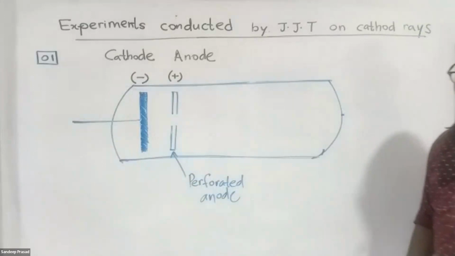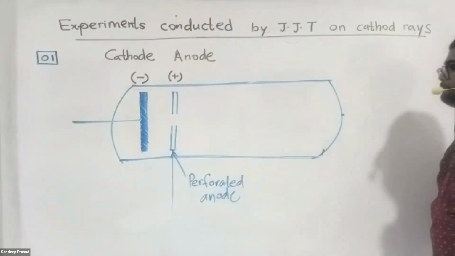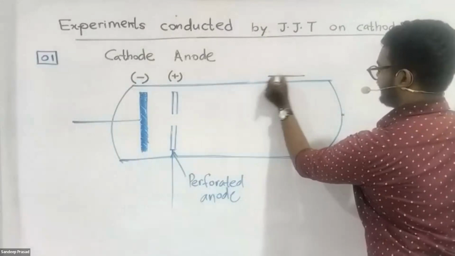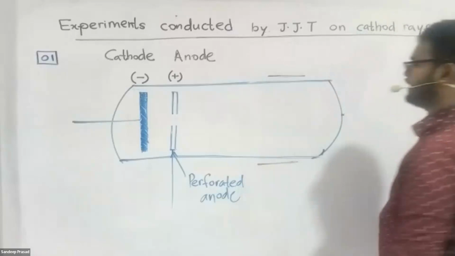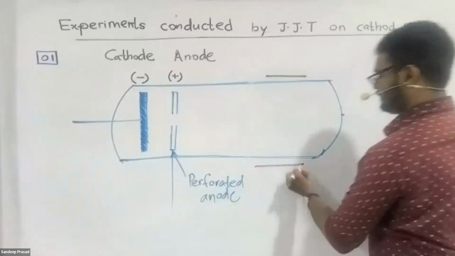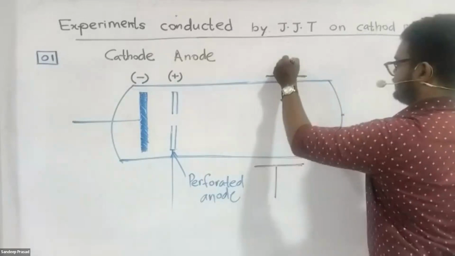Okay. Right? Now look at this one. What has this person done? J.J. Thomson kept another two metal plates in the path of the cathode rays. In the path of the cathode rays, he has kept another two metal plates. This one is negatively charged and this one is positively charged.